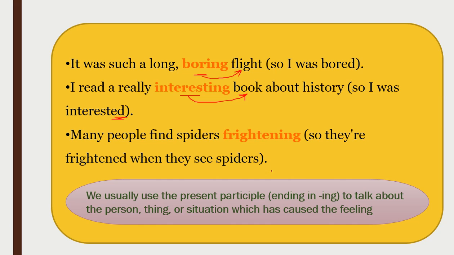Many people find the spiders frightening. The spider is the thing that caused the feeling of fright. So the spiders are frightening. Why? Because they make the people frightened. So the people are frightened of the spider, or because of the spiders. So we usually use the present participle that ends in ing to talk about the person, thing, or situation which has caused the feeling.